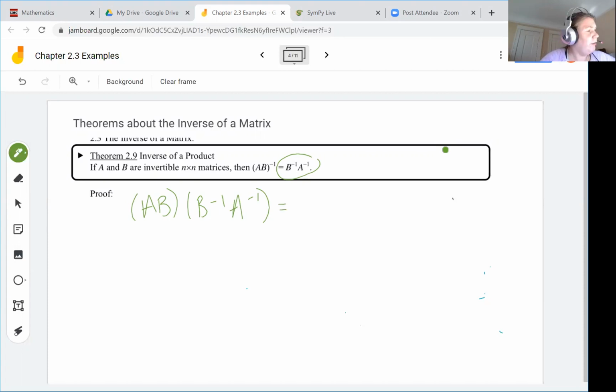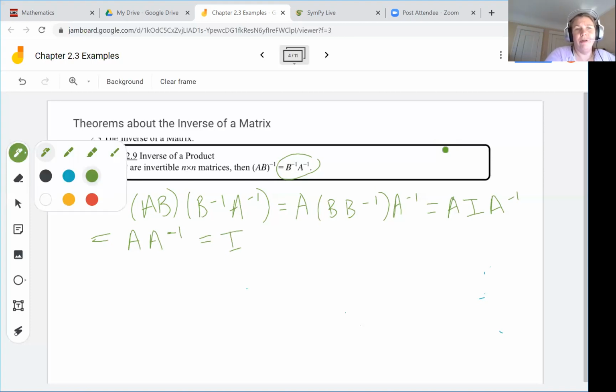All right, our first step uses the associativity property of matrices. So we can say this is A, and then in parentheses, B times B inverse times A inverse. And we know B times B inverse is the identity matrix. So this is A times the identity times A inverse. And we know A times the identity is just A. So this is A times A inverse, which is just the identity matrix.